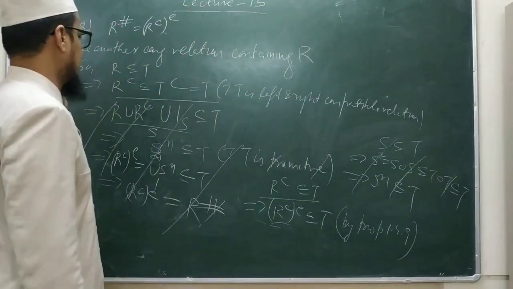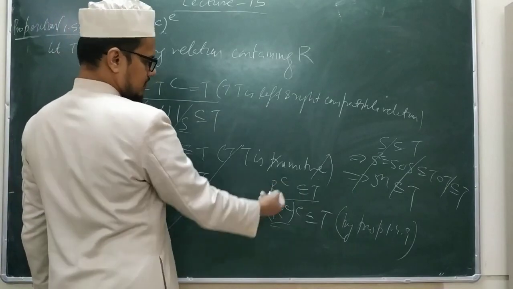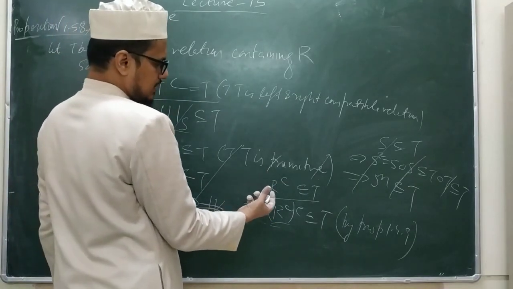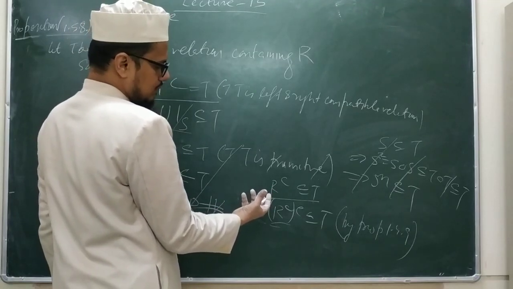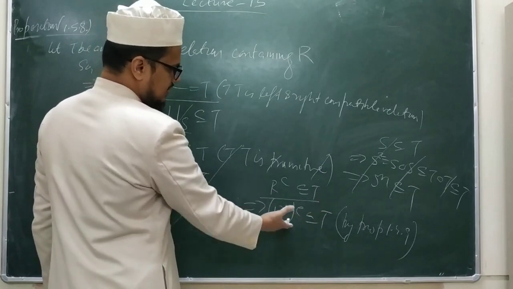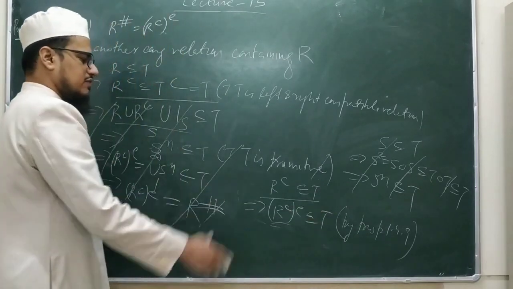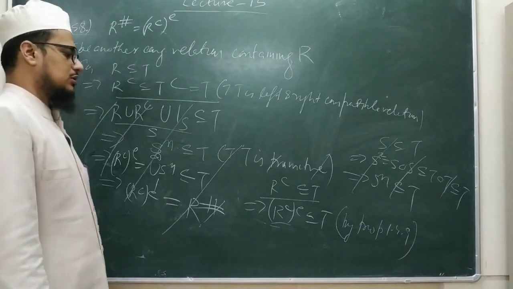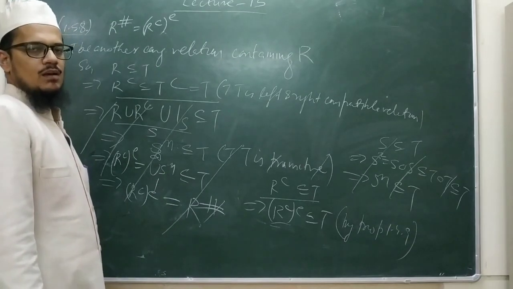I think it is better you write all this. That is, when RC is contained in T, RCE is the smallest equivalence relation containing RC. So by proposition 1.4.9, RCE is contained in T. So in this way we have proved that RCE is the smallest congruence, because RC is also a congruence. So it is the smallest congruence containing R.